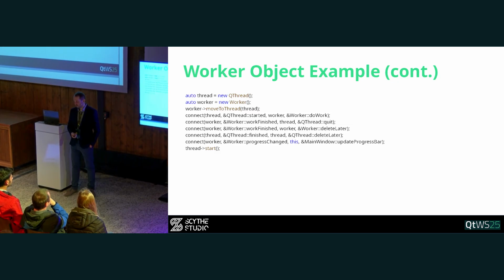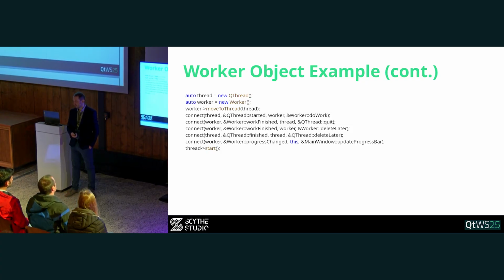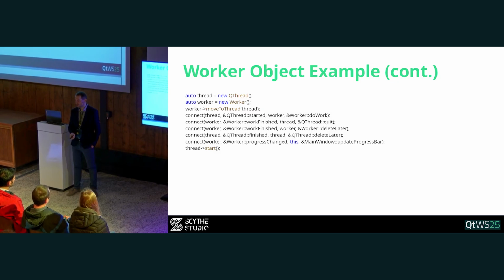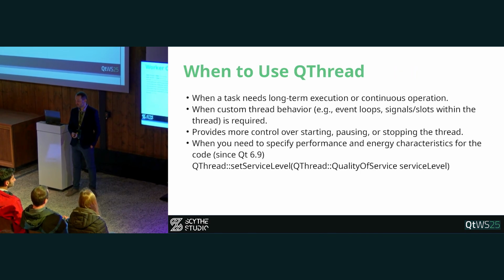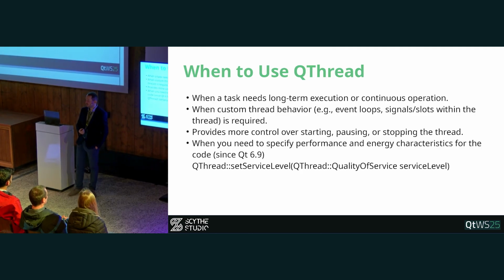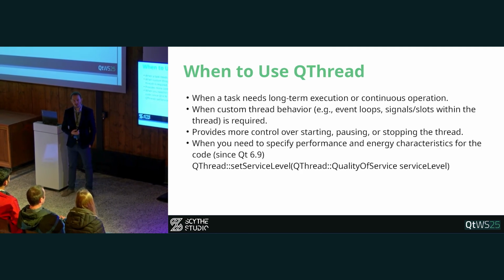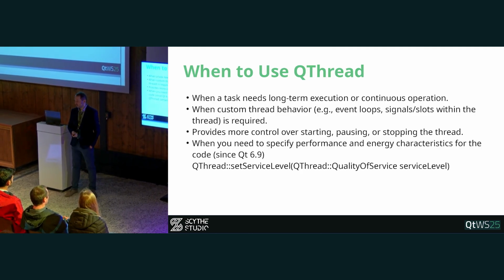And also, you should delete your worker object and the thread when the work is done. So you connect the finished signals to deleteLater slots. And when the connection setup is done, then you can actually start the work by calling the start method on the thread. Okay, so when should you use QThread, since this is a low-level API?